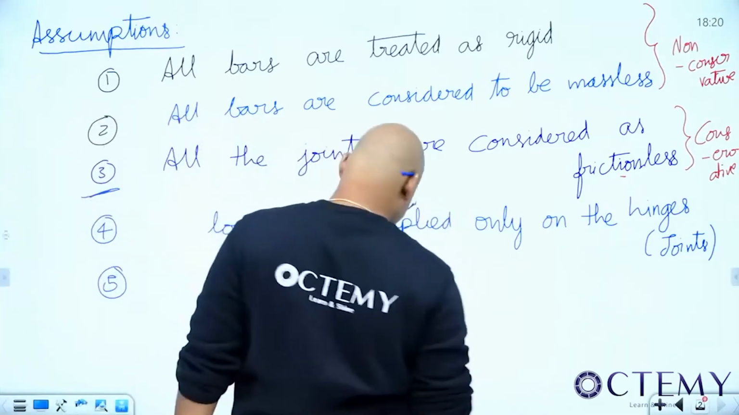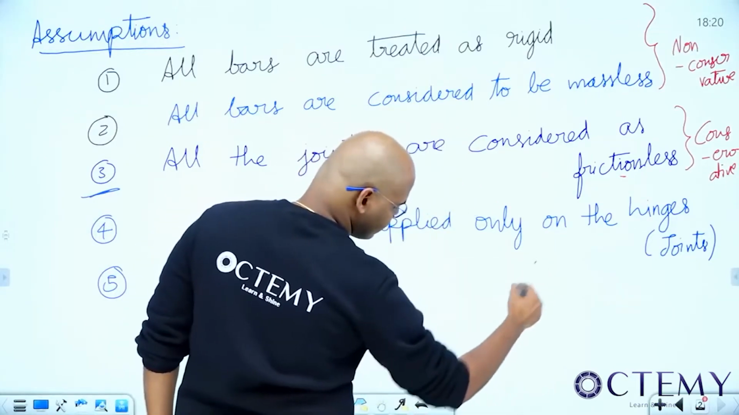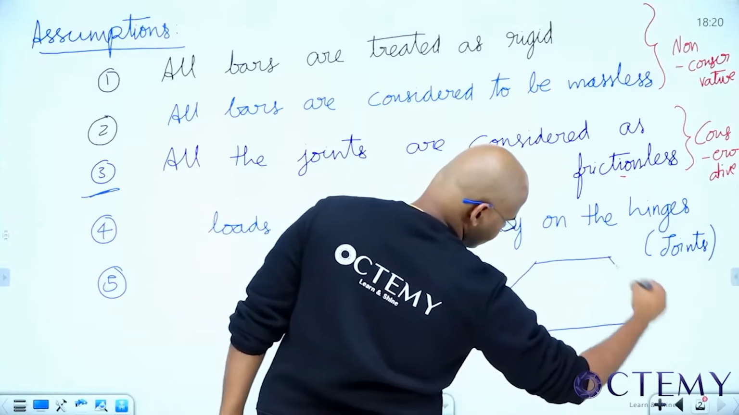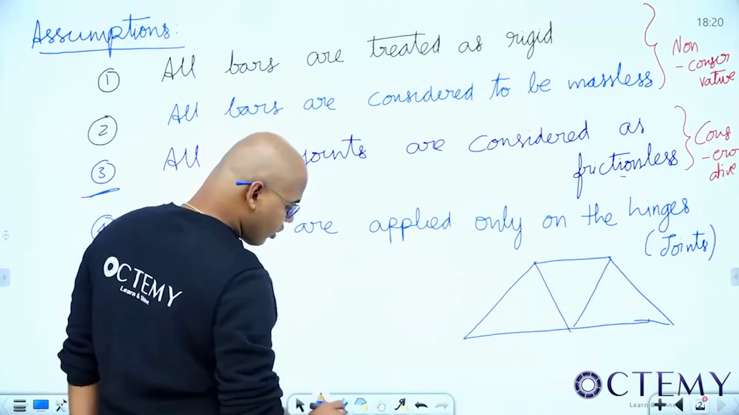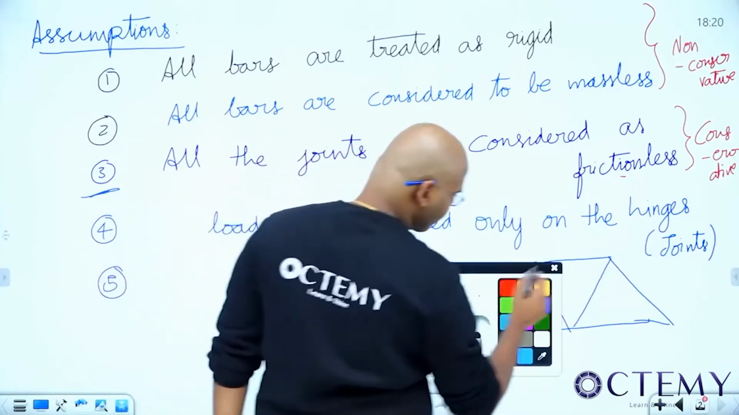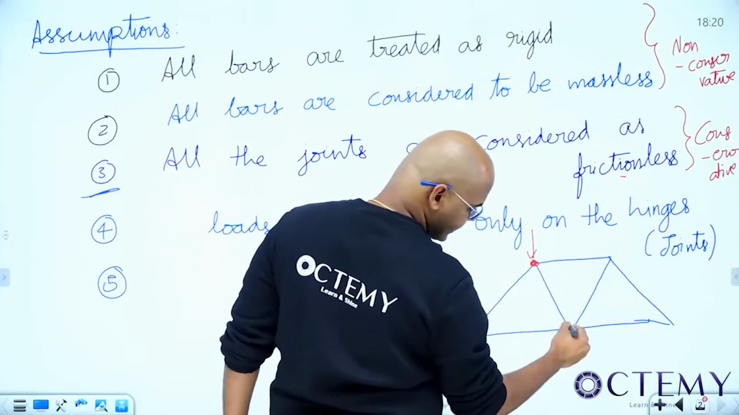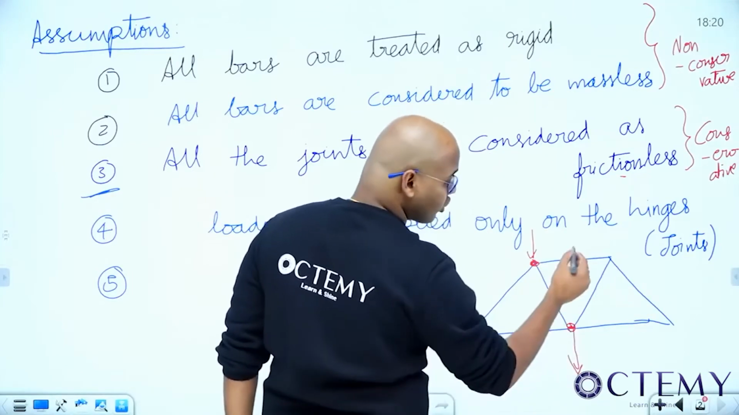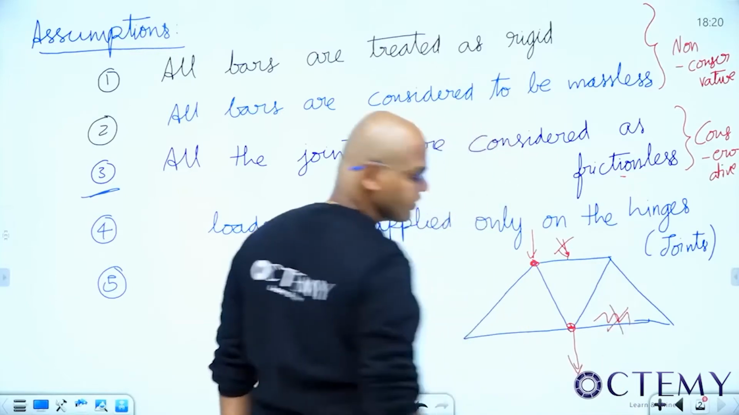If suppose there is some truss like this, okay, I am not permitted. See, this is the hinge joint. You can apply the load here. This is the hinge joint. You can apply the load here. But you are not permitted to apply the load here. This is not permitted. You cannot apply a load here. Okay.